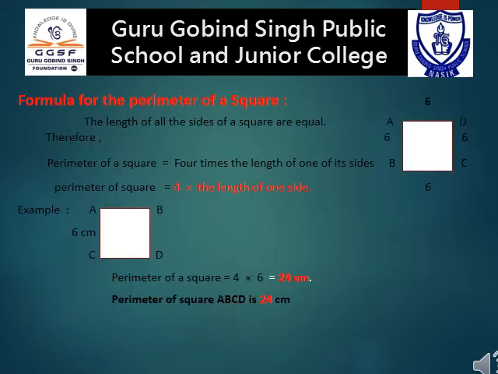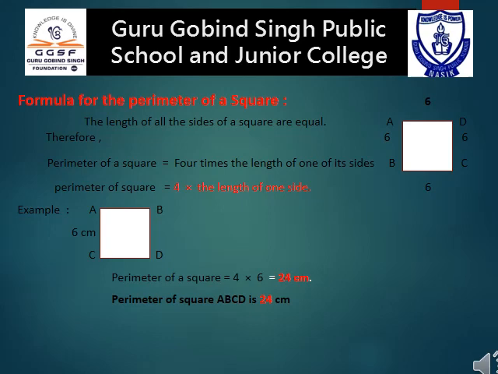Next, formula for the perimeter of a square. When we find the perimeter of a square, at that time we have to add the length of all sides of the square, and we know that the length of all the sides of a square are equal. Therefore, perimeter of a square is equal to 4 times the length of one of its sides. Means perimeter of a square is equal to 4 multiplied by the length of one side. This is the formula of perimeter of a square.